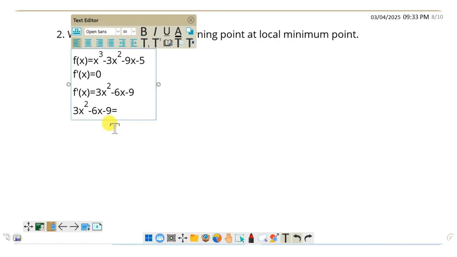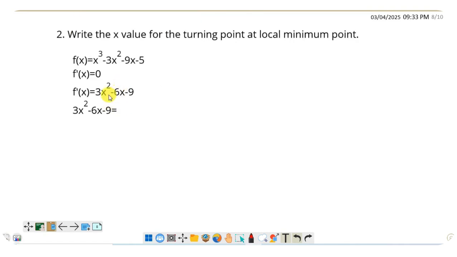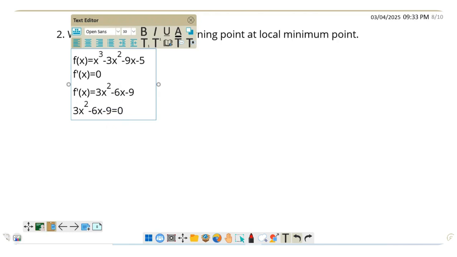Why? Because the gradient is 0 at the turning point. Gradient is 0 at the turning point. So I can see here all these terms are perfectly divisible by 3, right? I'll divide everything by 3. I'll get x squared minus 2x minus 3 equals 0. So now I can just factorize this and find the x values.